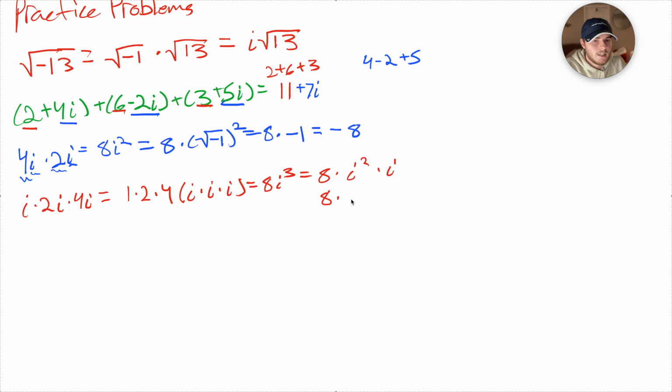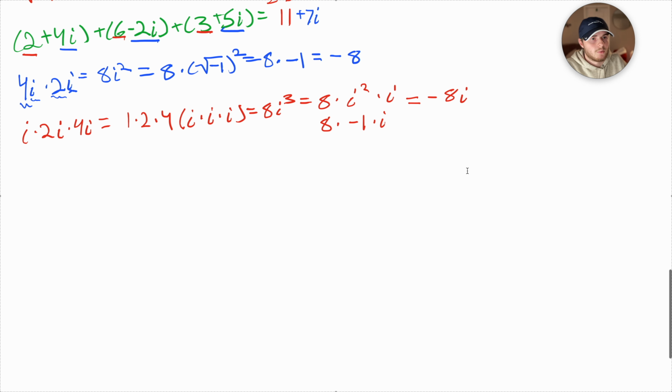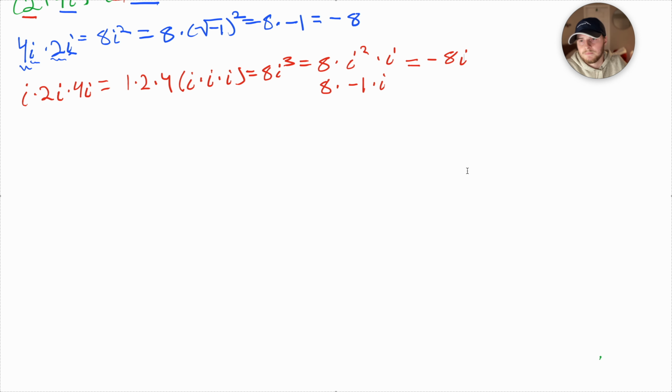So 8 times i squared, which is -1. i itself cannot be simplified. So this comes out to -8i. So sometimes when you're working with multiple i's, multiplying them, you get higher than just the squared exponent, which is easiest to work with. So it's important to understand that cycle that you go through when you're exponentiating the i value, the square root of -1 value.